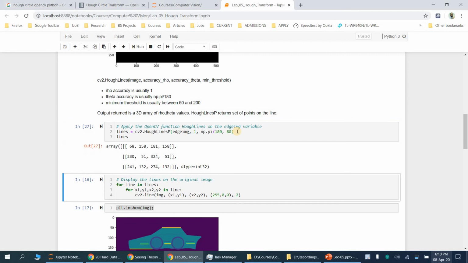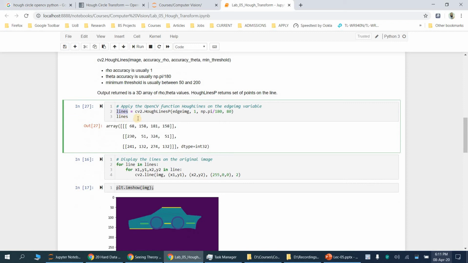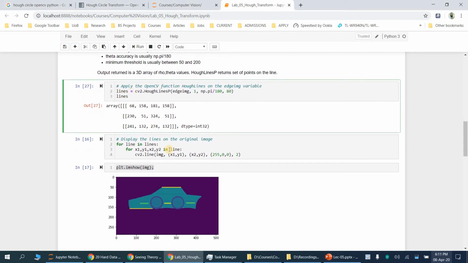So I run this. If you look over here, I defined a variable lines. This lines variable now contains 3 arrays. Each array corresponds to 1 line. You see, this is the start of the line, this is the end of the line, and so on for the others. So there are 3 lines inside this variable.